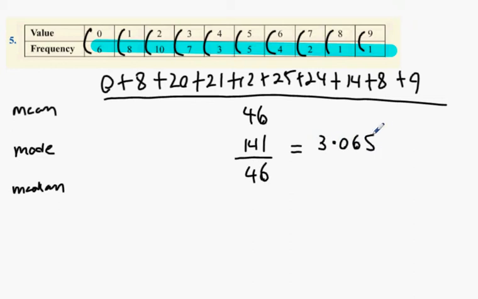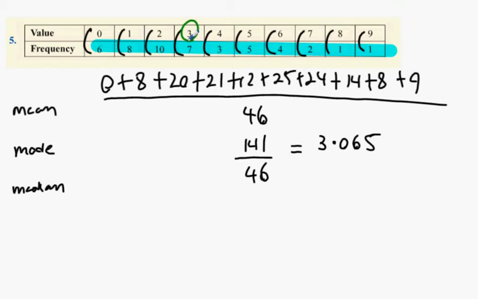3.065. Lads, does that seem like a reasonable number? 3.065? 3 is roughly there. You have 24 people below, roughly 20 something people above. 3 seems reasonable. Okay. Next one.